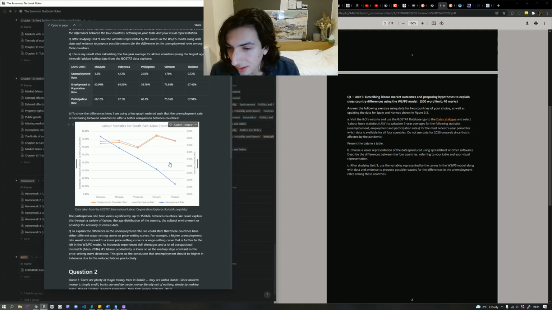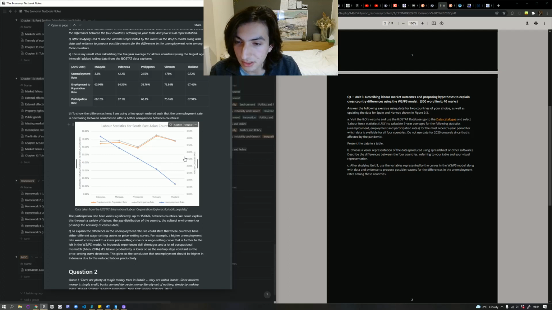Anyway, so I've got that. I've also referenced where I've got the data here. What I said here is that you can see the participation rate is varying significantly. For example, between the Philippines and Vietnam, there's about a 15% difference. You can explain that with a lot of factors. So you've got cultural environment, the age distribution, and the accuracy of census data in the country. A lot of things can affect the participation rate.